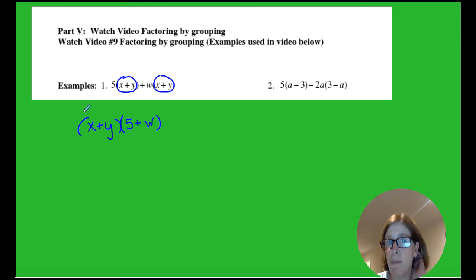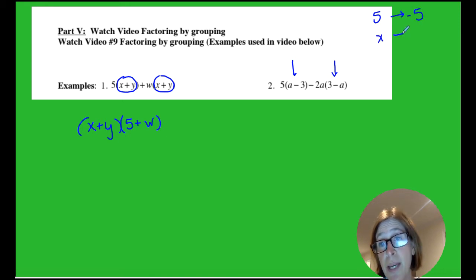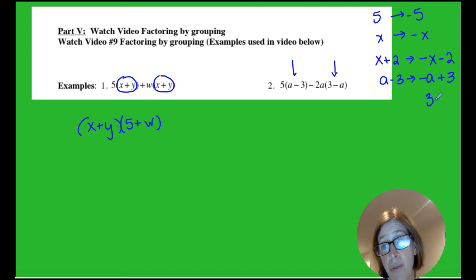Now, that's in its most basic form. It can get a little trickier when you have situations where you're dealing with opposites. So look at a minus 3 and 3 minus a. Those are actually opposites. Well, what's an opposite? So the opposite of 5 is negative 5, right? The opposite of x would be negative x. The opposite of x plus 2 would be negative x minus 2. So the opposite of a minus 3 would be negative a plus 3, usually written 3 minus a.